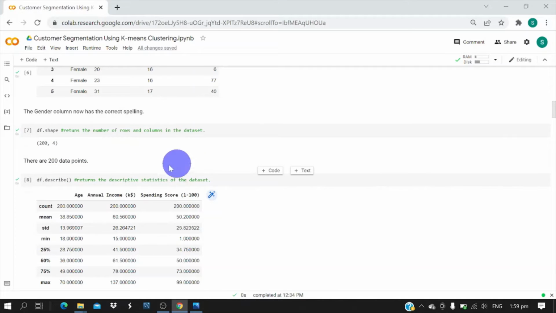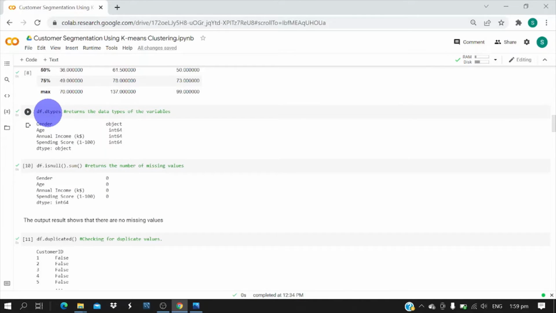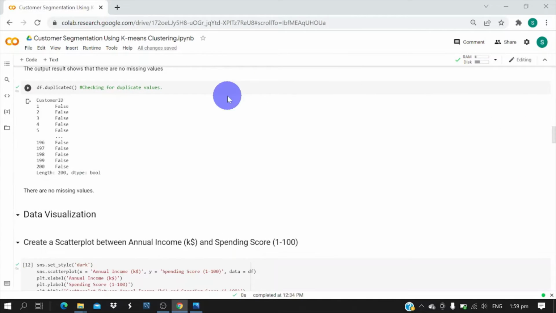Then I checked the descriptive statistics of my data sets using the describe function. I also checked the data types, and then I went on to check if there are null values or missing values. Luckily, there are no missing values. I also checked if my data set has duplicate values, and there are no duplicate values.